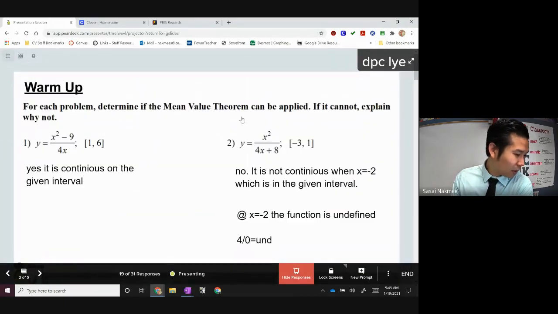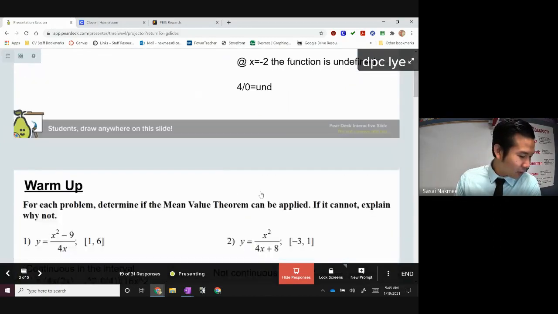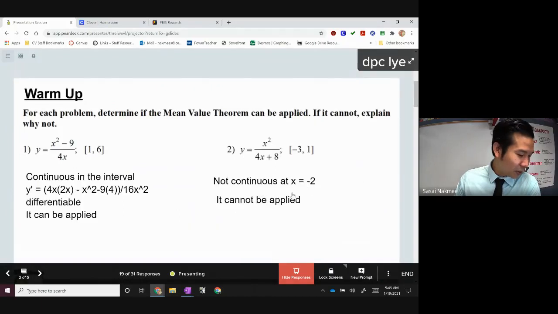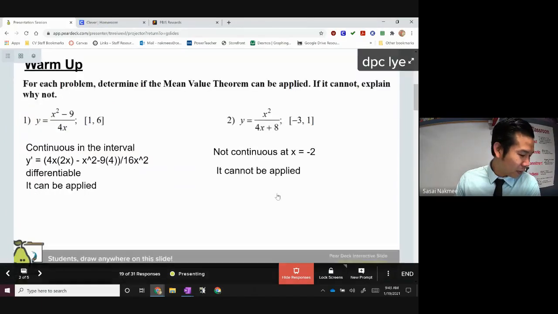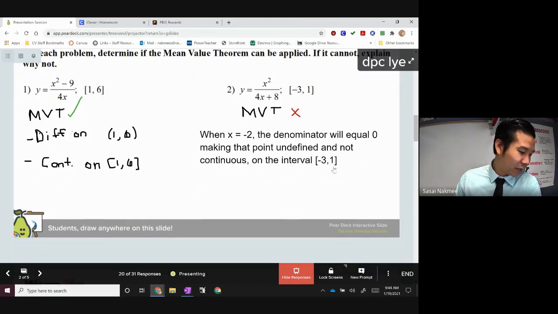So first one up, let's see here. No, it is not continuous at x equals -2, which is on the given interval, right? That's good. Let's see here. Not continuous at x equals -2. It cannot be applied. Beautiful. Mean value theorem cannot be applied here. X is equal to -2. The denominator will equal 0, making that point undefined and not continuous on the interval from -3 to 1.